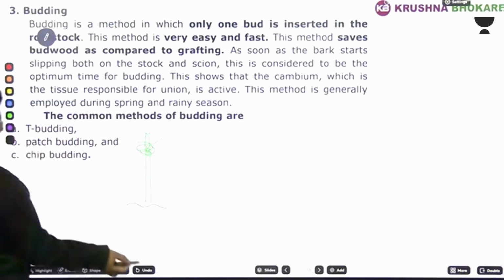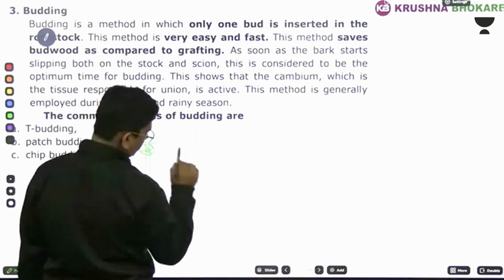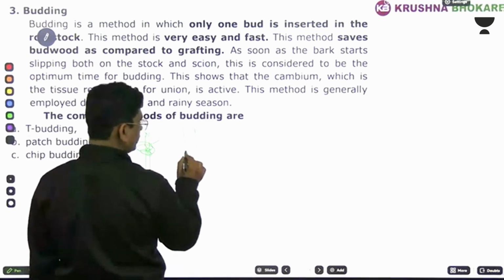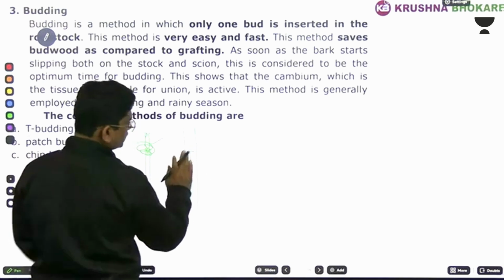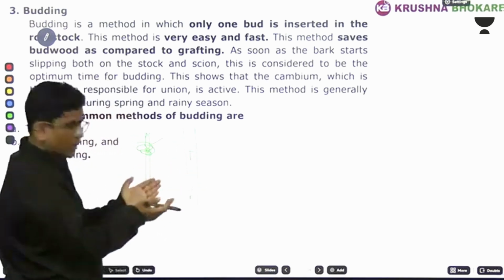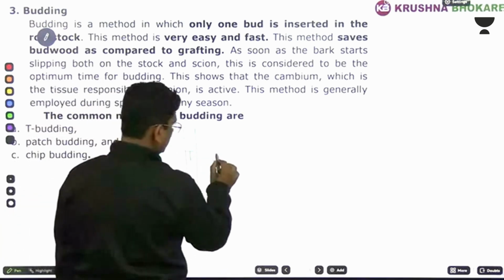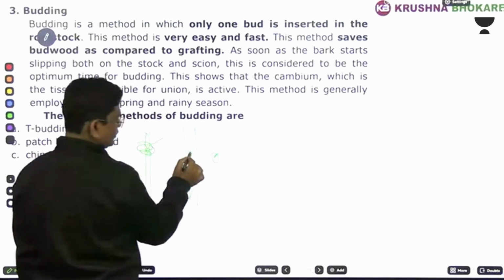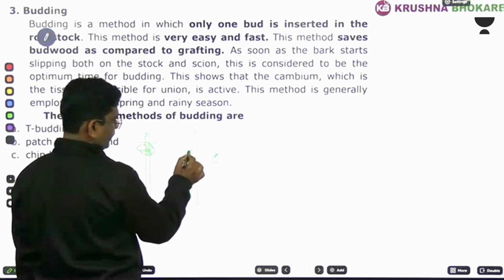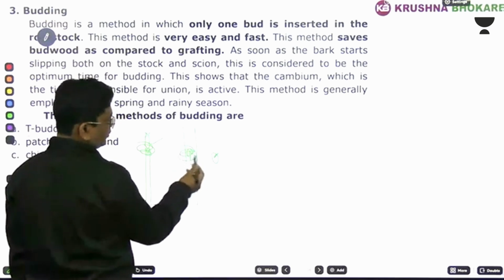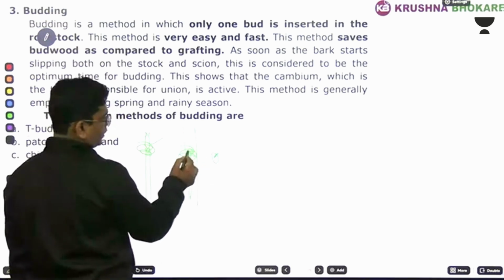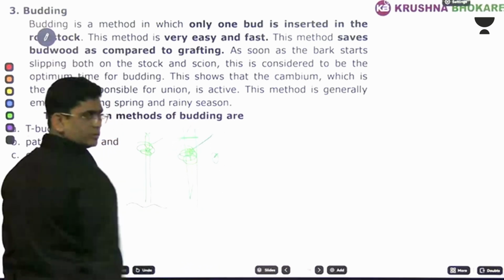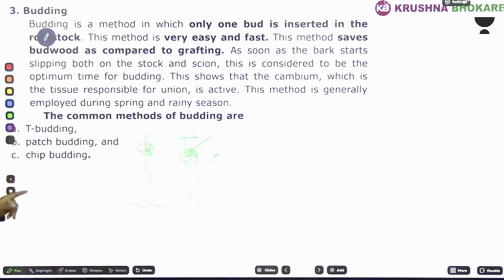Then T budding में क्या होता है बेटा? Let's say this is a main mango plant. They are doing this type of cut and this type of cut. What happens after doing this T shape cut? They are just removing the bark, and let's say this is another bud from another plant, and they are patching this bud here, okay, like this, and then packing with the help of plastic. So what will happen? This bud will be developed into the branch. After development, they are cutting the shoot. It's called T budding.